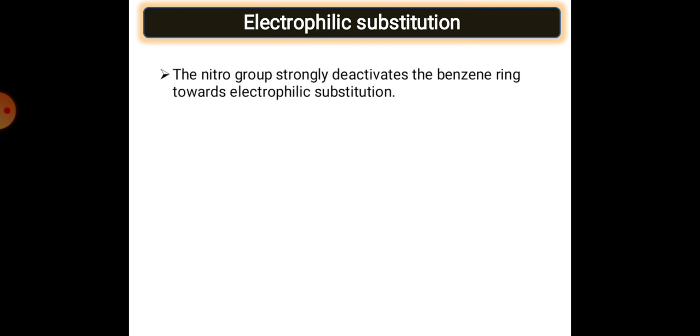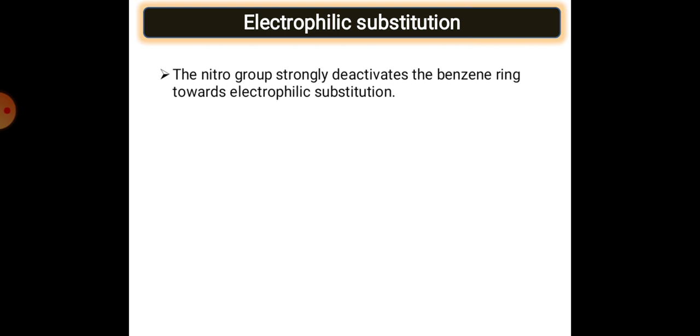Another familiar chemical reaction of nitro compounds is the electrophilic substitution reaction. The nitro group strongly deactivates the benzene. I just say that benzene is an electron-rich compound. Why? Because there is a continuous pi cloud, pi bonds are present. That's why benzene is electron rich.